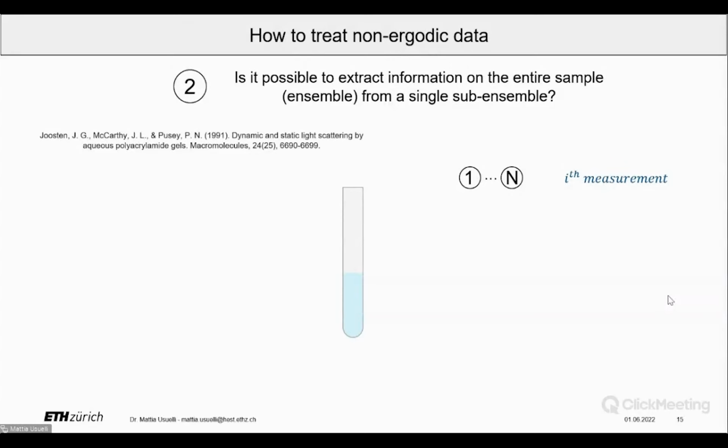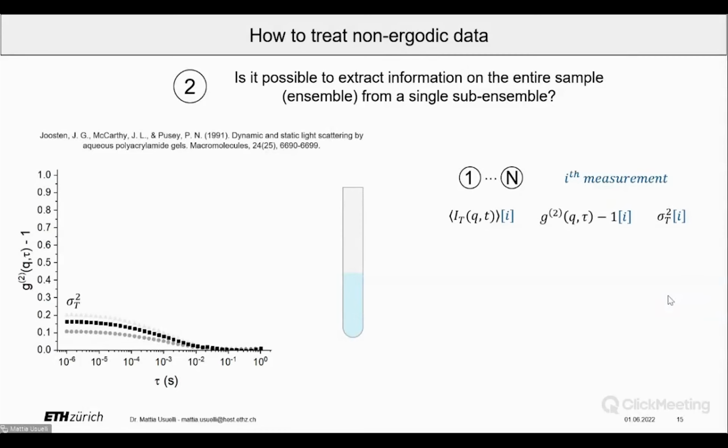One is potentially enough. If you want to have more statistics, also to see if maybe your sample can be a bit heterogeneous in different sub-ensembles, you perform up to n measurements. So perform the measurements as usual. Here is an example.